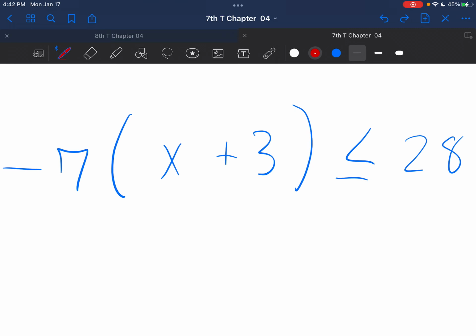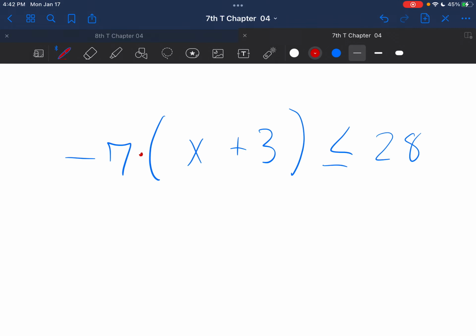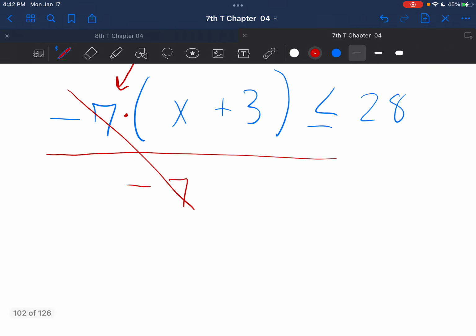All right, so here we go. We know that this is a multiplication problem. So one way, instead of doing your rainbows, we can just get rid of that multiplication problem right away. So the opposite of multiplying by negative 7 would be what? Dividing by negative 7. You can cross that off. You now have x plus 3.